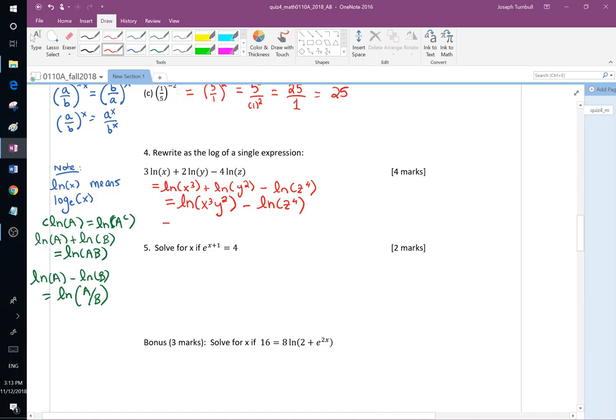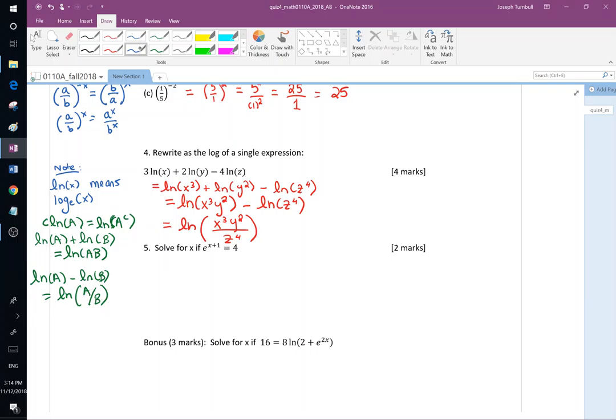So we can rewrite this. Our a is x cubed y squared, and our b is z to the 4. We can write this as the ln of x cubed y squared over z to the 4. And there it is as the log of a single expression. Okay, next example.